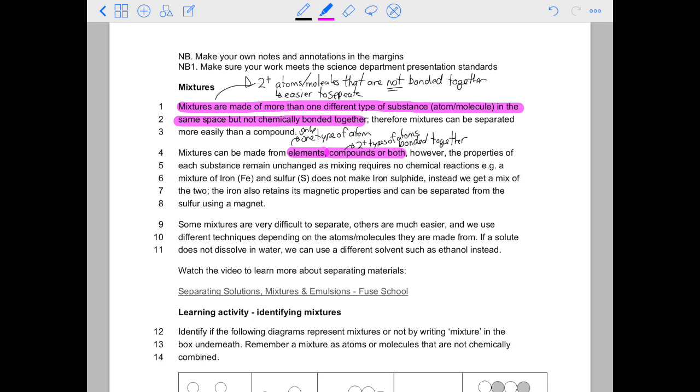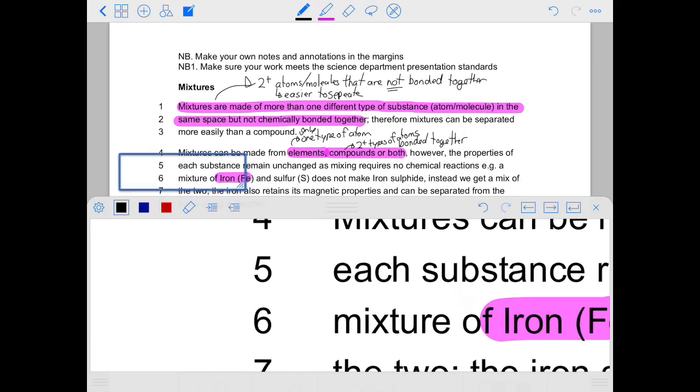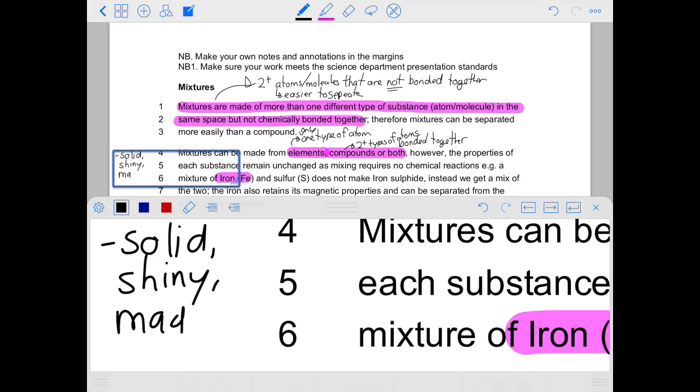So for example, that we have here, we can have a mixture of iron. Now, hopefully you remember some of the properties of iron. You'll know it's a metal, which means it's solid at room temperature. It'll be shiny. You hopefully remember that iron is one of the magnetic metals, along with cobalt and nickel. So it's solid, it's shiny, it's magnetic, right?